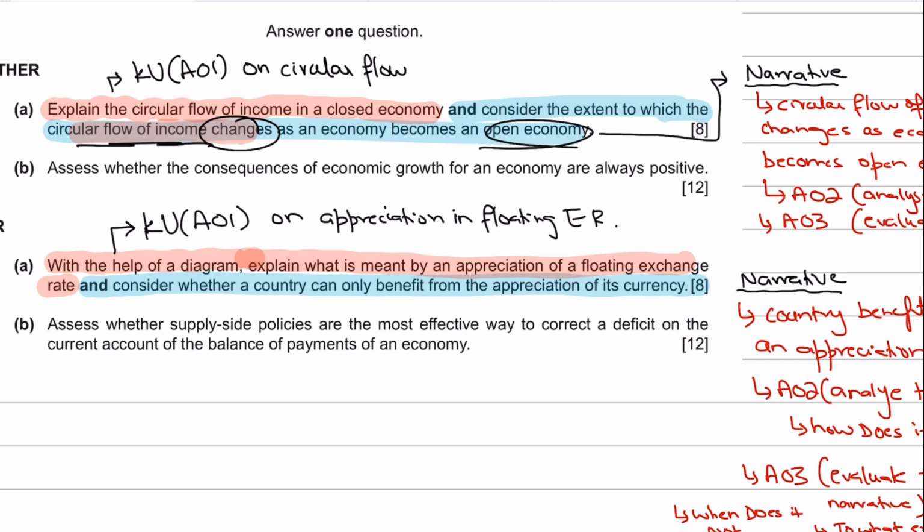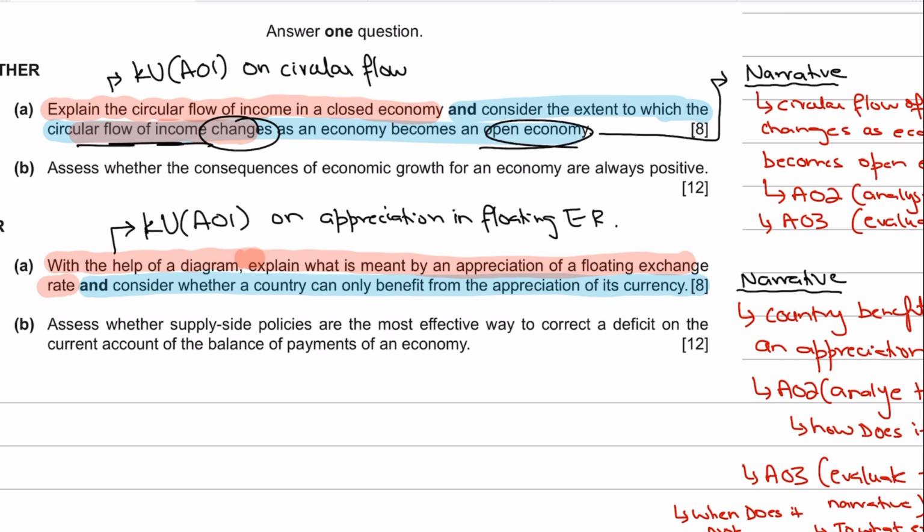So analyzing the narrative would be that, yes, you tell why it changes. Remember that the first main part is, what is the narrative? What is the question asking us? Simply, you guys listen: narrative simply means, what is the question asking us? So basically, the narrative here is how the circular flow would change if the economy becomes an open economy. So definitely it will change.